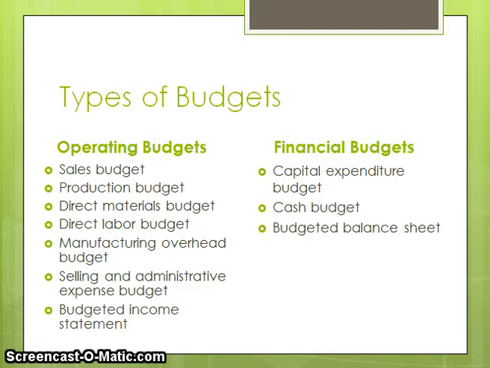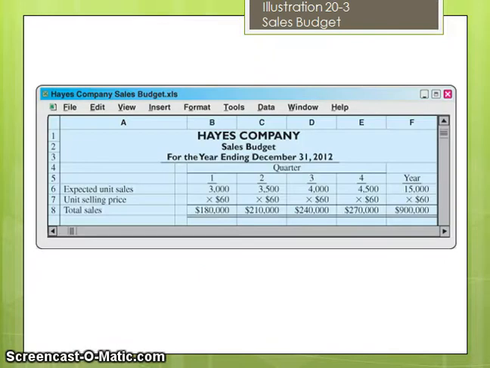The financial budgets, we have capital expenditure budget and a cash budget, and then based on that and the previous information from your operating budgets, you can prepare a budgeted balance sheet. So let's look through those illustrations you've been given and get a little more explanation on what these are and how we would determine these amounts.